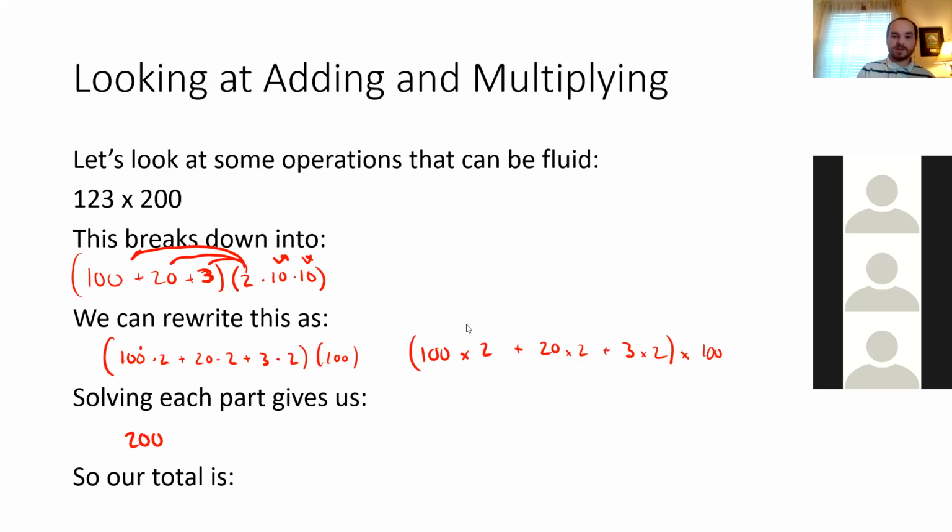Okay, so we did the 100 times 2. What about the 20 times 2? 40. Yep. And what about the 3 times 2? So 3 times 2 is just 6. All of this times 100. What's 200 plus 40 plus 6? 246. Exactly. And then how do we multiply by 100?